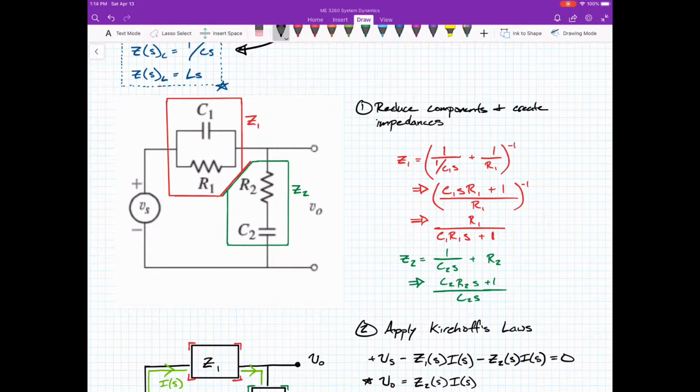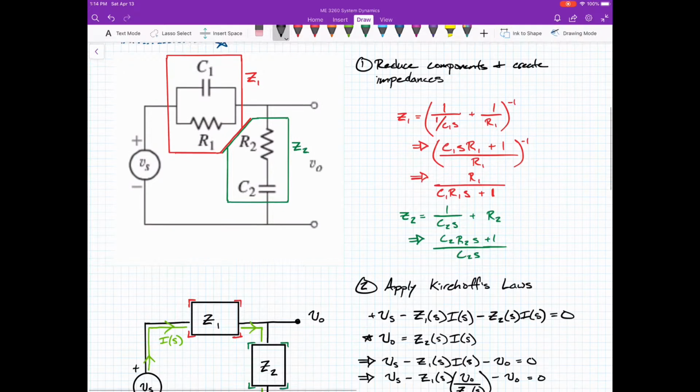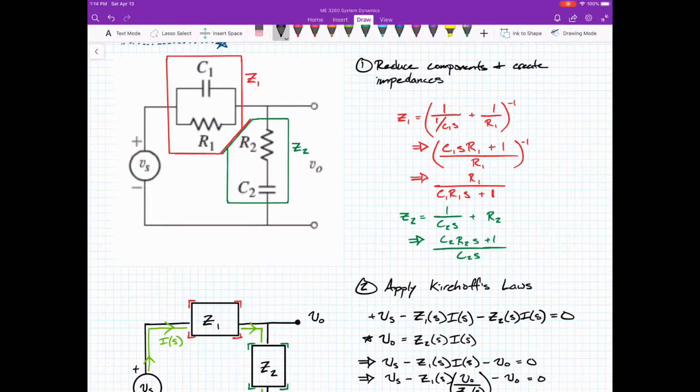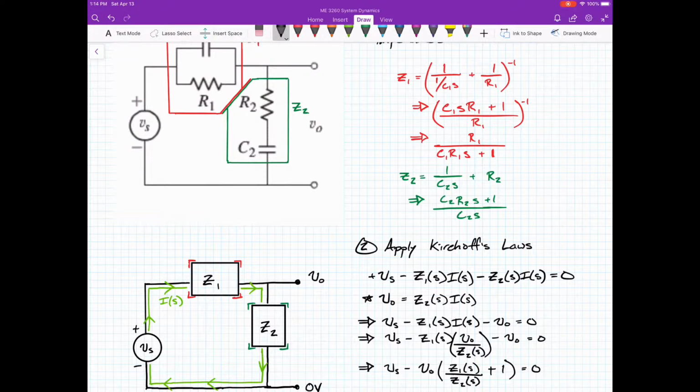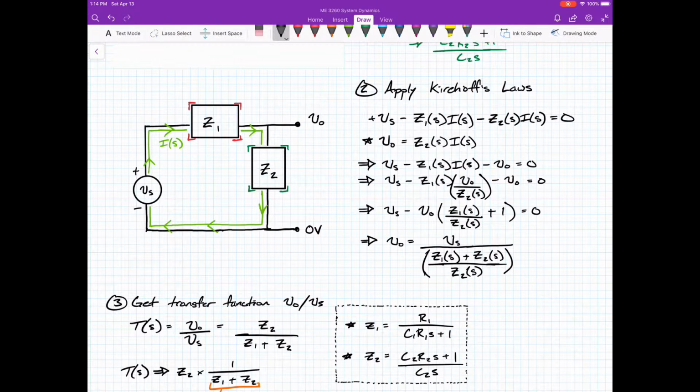And that ends up being R1 over the quantity of C1 R1 S plus 1. And then Z2 in green is just the series component, which is 1 over C2 S plus R2. And we've gone ahead and kind of combined those with a common denominator, just to make it easier a little bit further down in the problem.